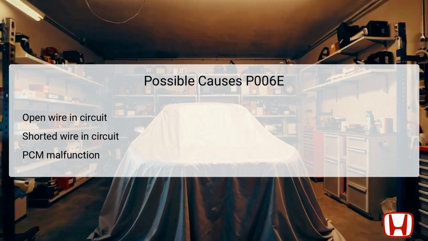A shorted wire, another significant issue, occurs when the circuit contacts another component or ground, leading to improper voltage delivery. It is also possible for the PCM itself to be malfunctioning, misinterpreting the signals from the actuator, or failing to control it correctly. Each of these factors must be evaluated thoroughly to determine the root cause of the malfunction.